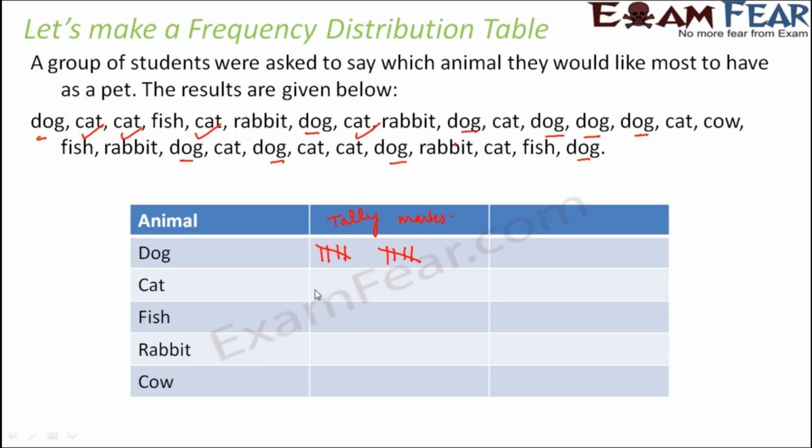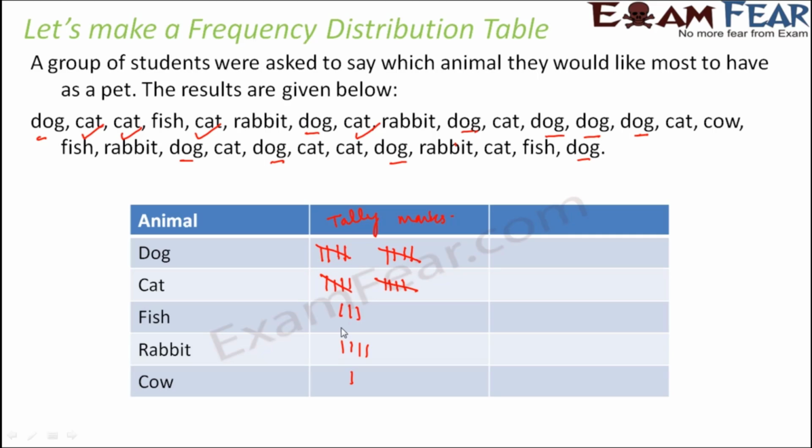Similarly, let's do it for cat. And in cat also we see that there are 10 entries for cat. For fish, rabbit, cow, for all of these, as we keep counting, wherever we come across a cat or a cow or whichever entry we are counting, we just keep on making these lines.